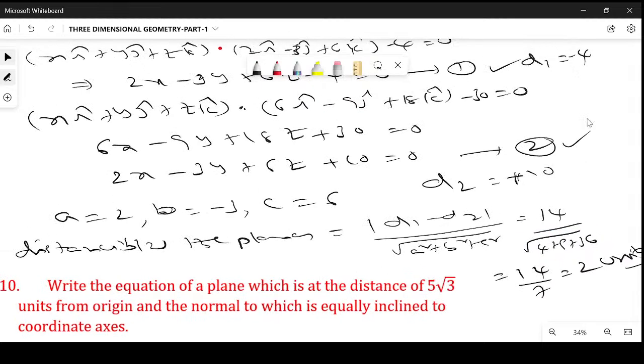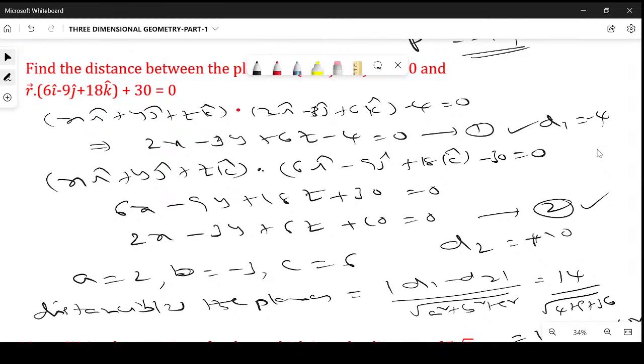Because here I have done it in 2 ways. I have converted it into Cartesian form. Then I applied the formula. Before applying the formula, I have written distance between the planes equal to mod d1 minus d2 by root of a square plus b square plus c square, since they are not able to understand the handwriting. Substitute the values. It comes to the required answer. But you should make sure both the equations have the same direction ratios.